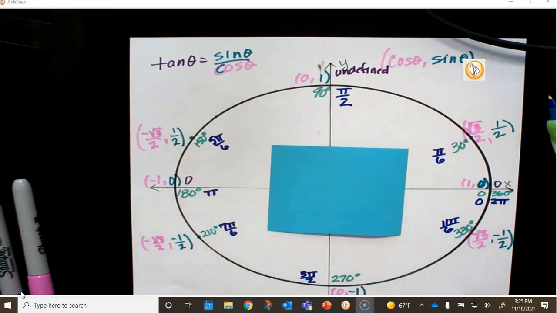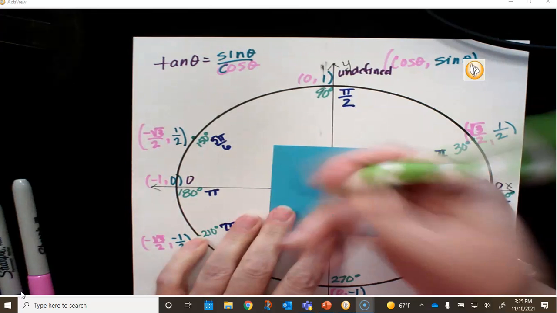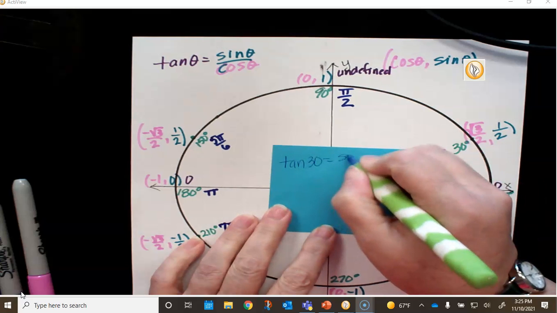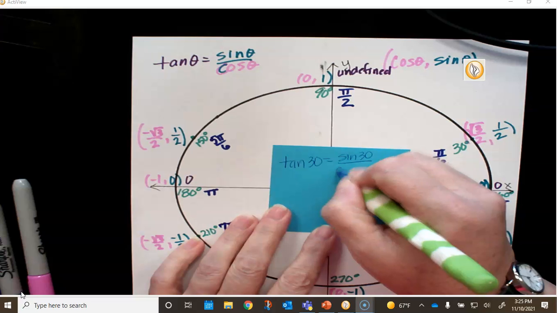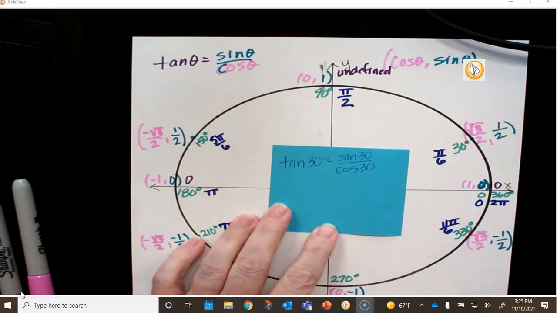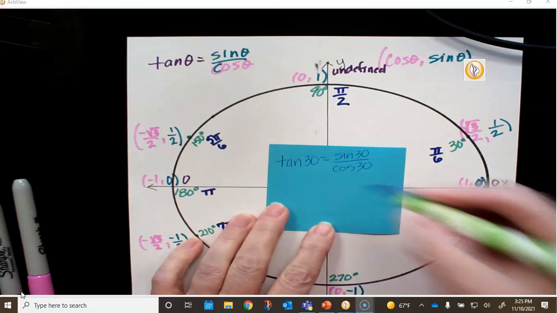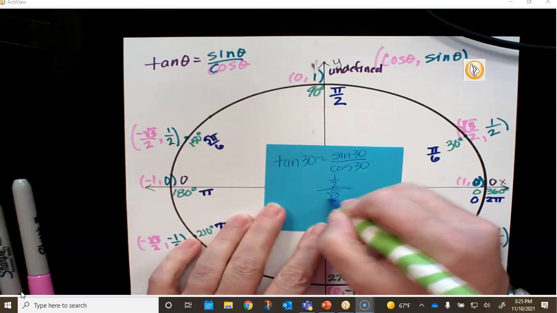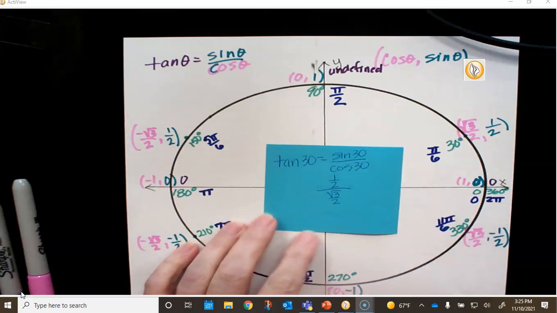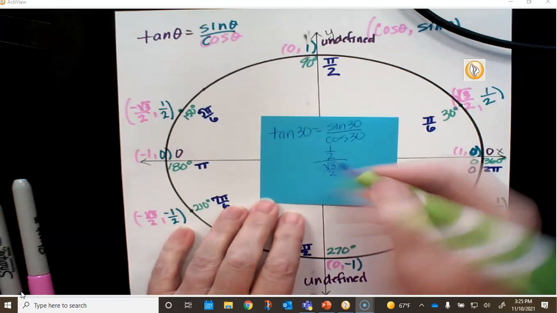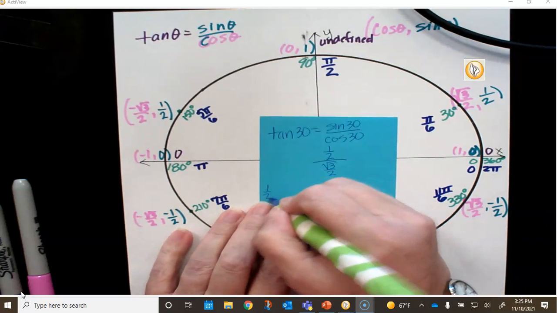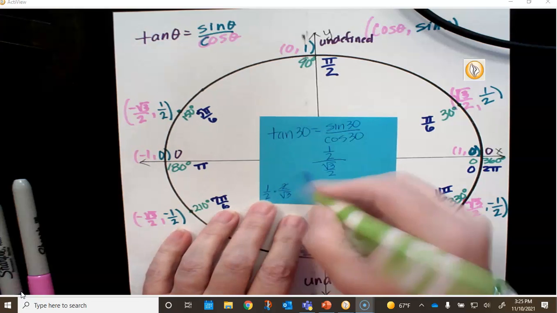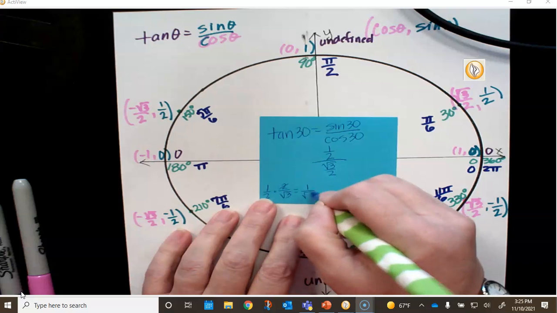So I got my workspace. The tangent of 30 is the sine of 30 divided by the cosine of 30. Okay? Sine of 30 is 1/2 divided by the cosine of 30, which is the square root of 3 divided by 2. So because we're dividing fractions, we're multiplying by the reciprocal, so we have 1/2 times 2 divided by the square root of 3. Our 2's cancel out. That gives us 1 divided by the square root of 3.